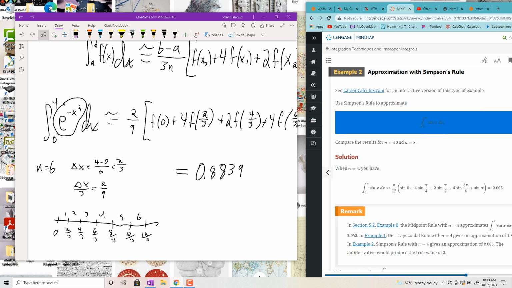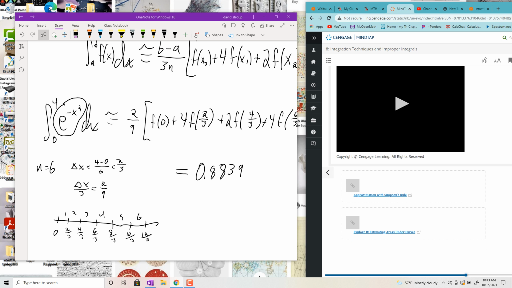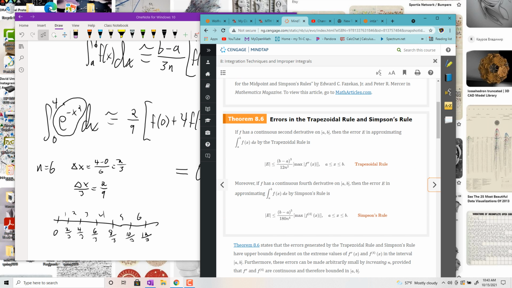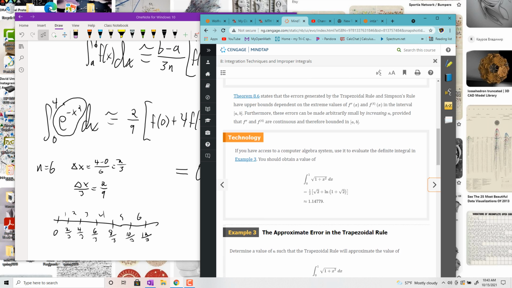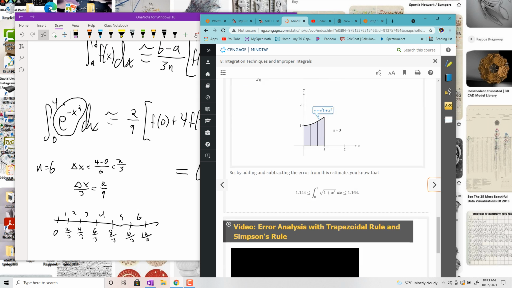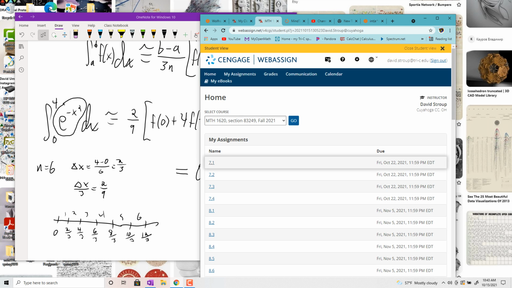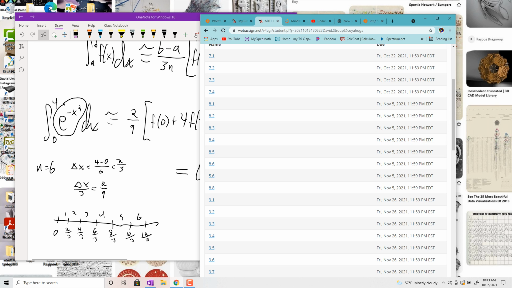Let's see if they have any other issues we need to deal with before we call it quits for the day. There's some error analysis stuff. I'm not going to go into that. It's all very interesting. You can read it if you want, but I'm going to skip that part. I don't think I put it in the homework either.